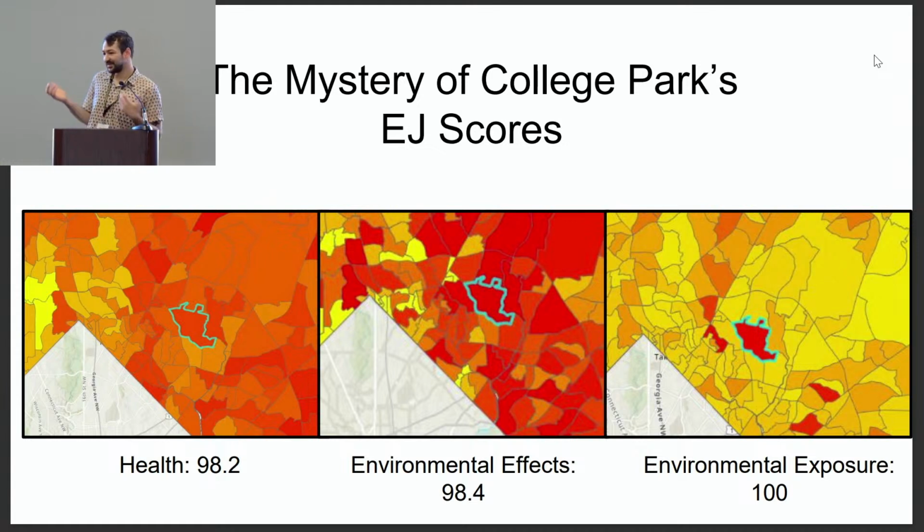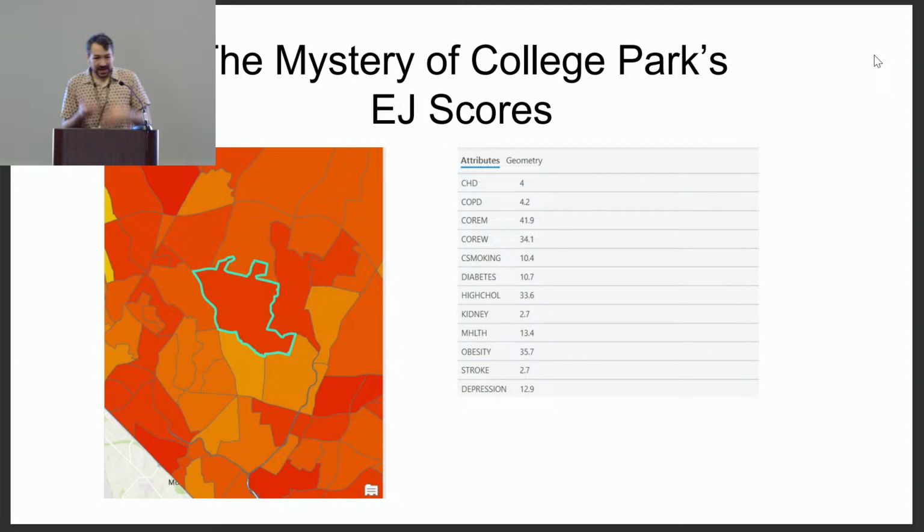There are no factories nearby. There are lots of trees outside. It's a nice sunny day here in College Park, and there's not a lot of pollution. So why are these numbers the way that they are? And then we dive a little bit deeper, right?